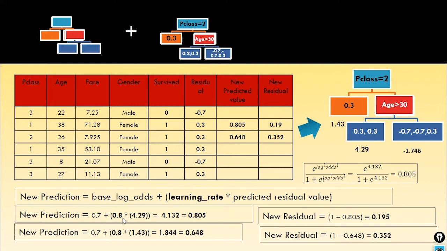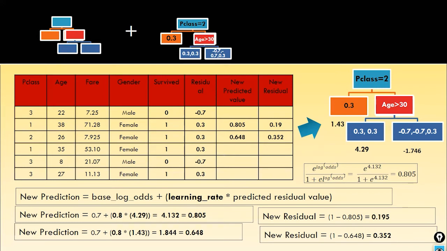plus, in this case, I have considered the learning rate as 0.8 multiplied by this one. I have taken this one first, 4.29. And if you do the math, it gives you 4.132.